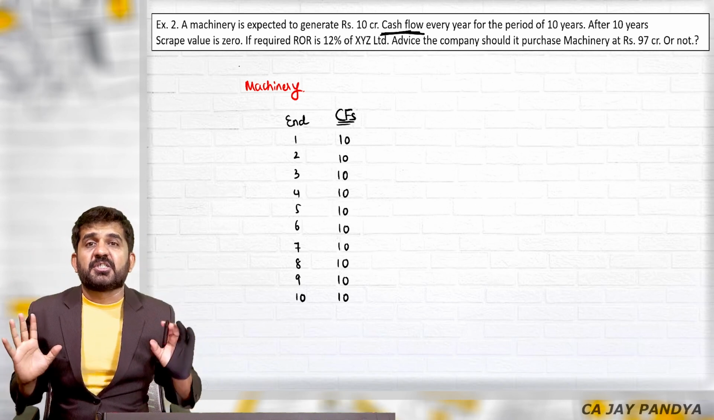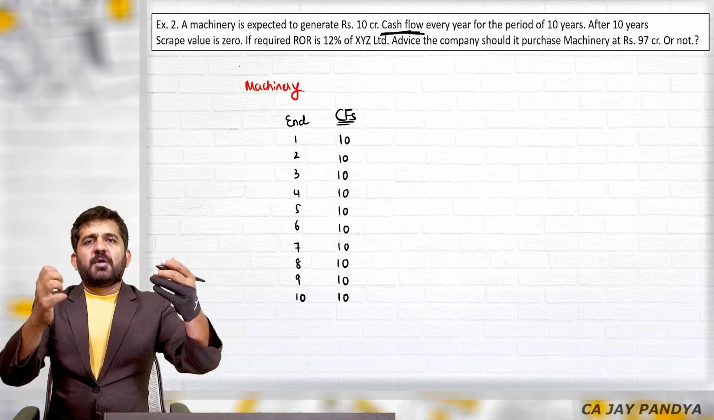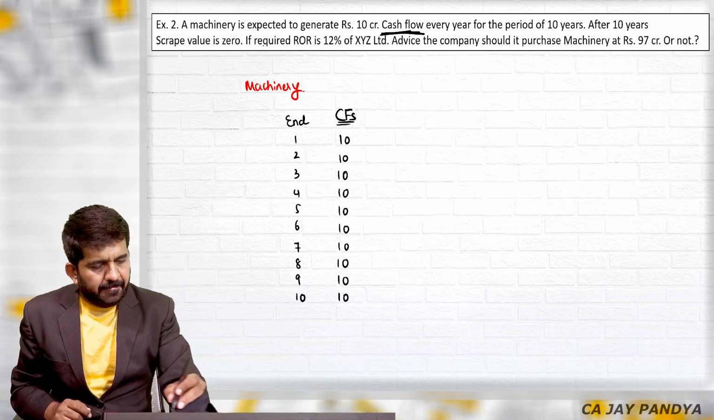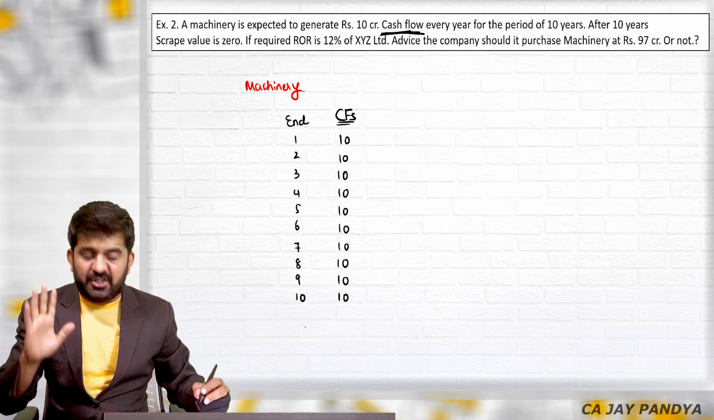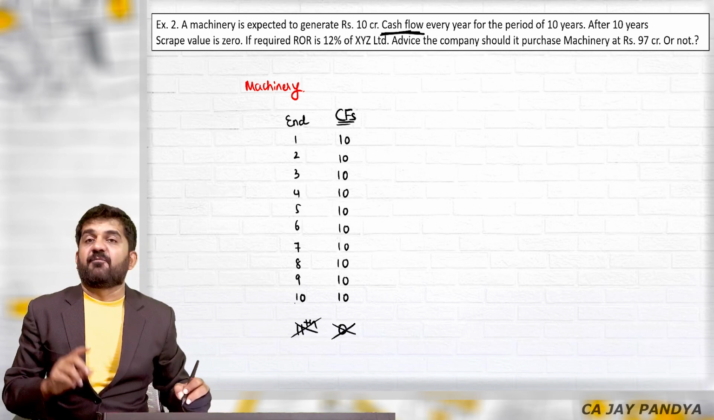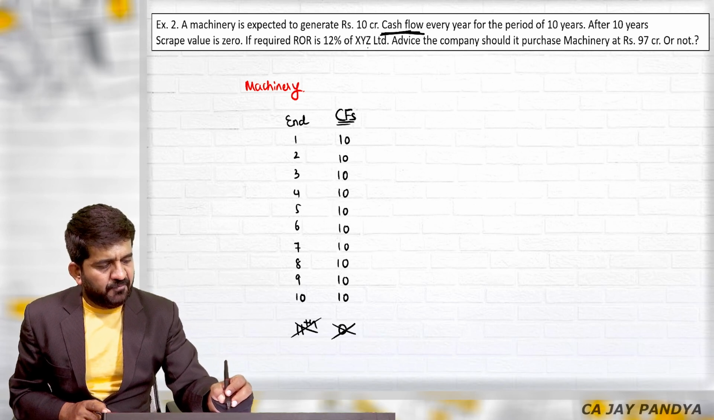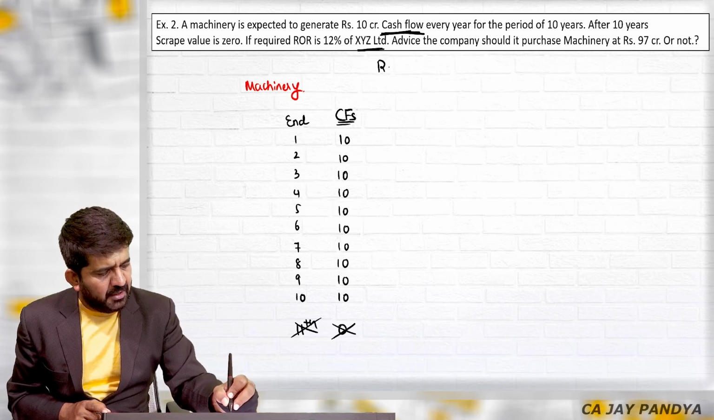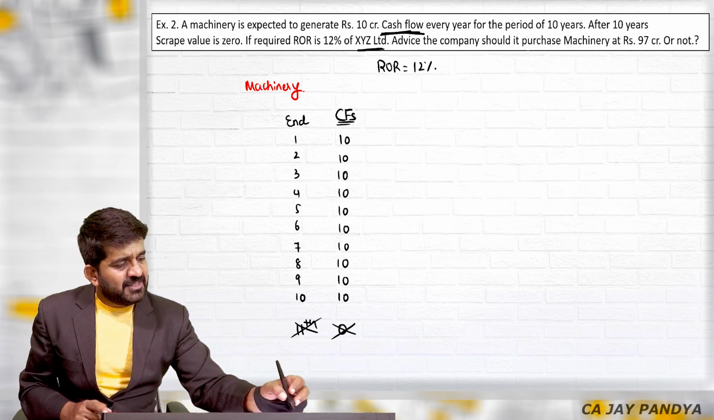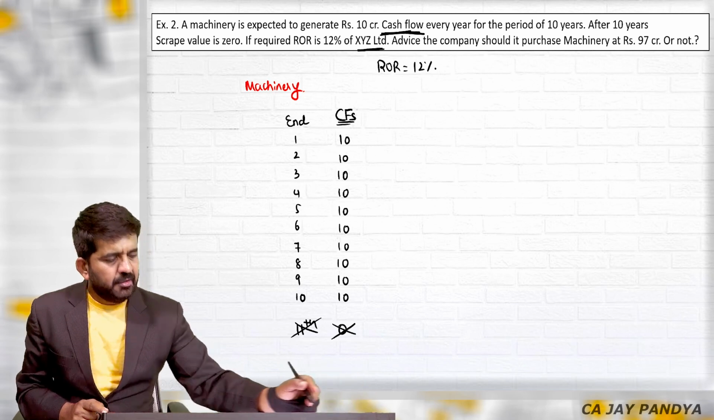So if you purchase the machine, see, you will have to think in this manner. If you purchase the machinery, what will be the cash flows in future? Cash flow will be rupees 10 in future, every year for the period of 10 years. In the 11th year, no cash flow, because the machine is scrapped and no scrap value is realized. If the required rate of return is 12% for XYZ Limited, so we are talking from the point of view of XYZ Limited. Advise the company, should it purchase the machinery at 97 crores or not?